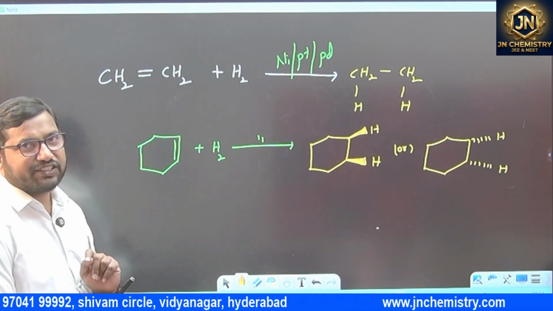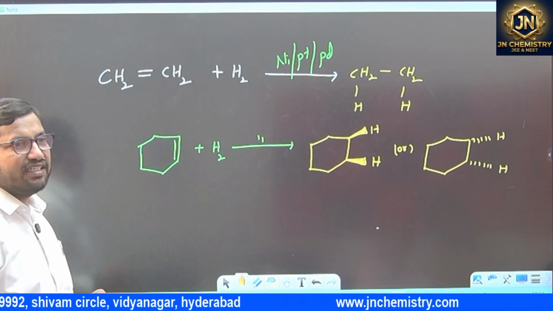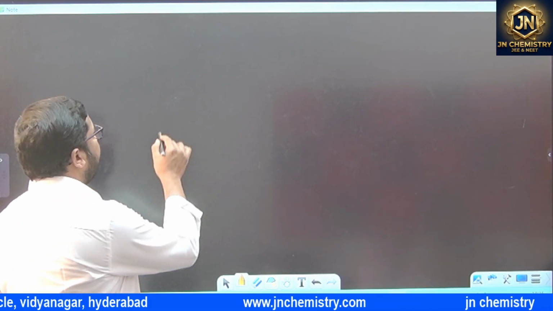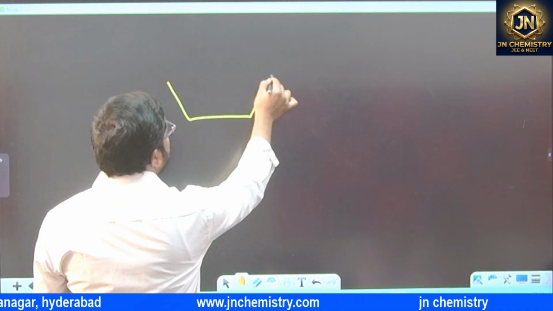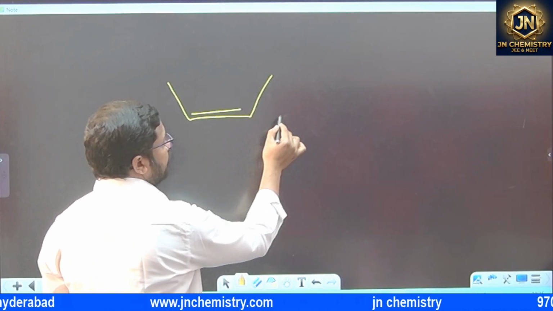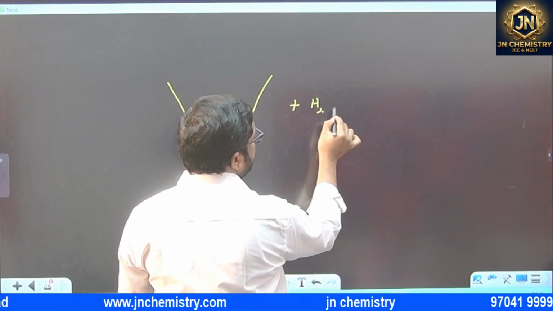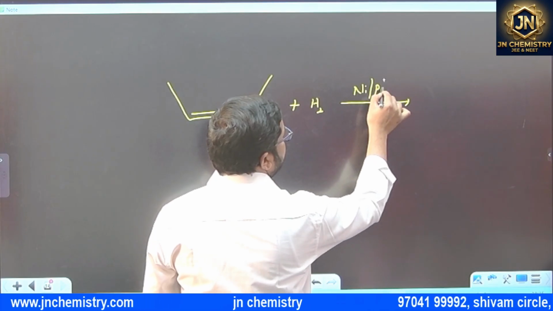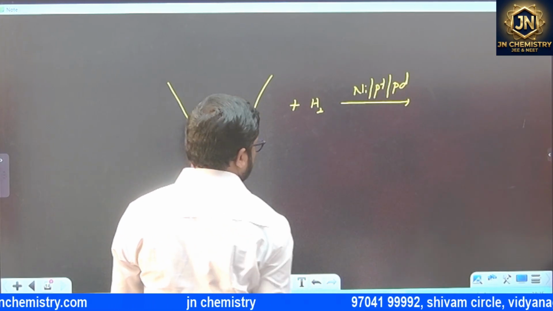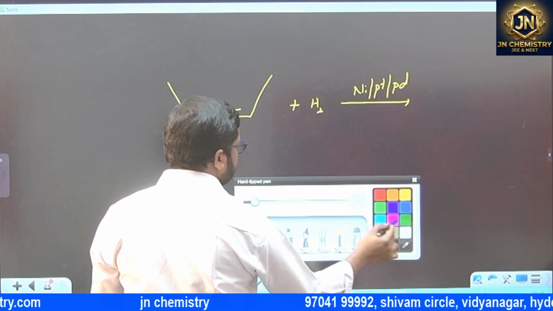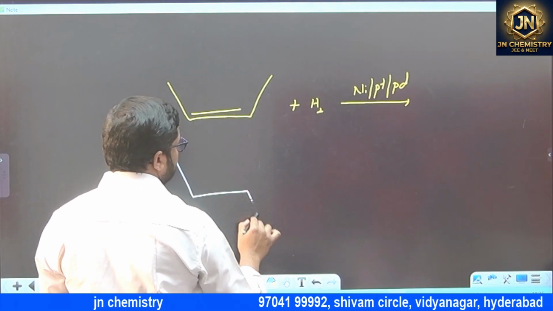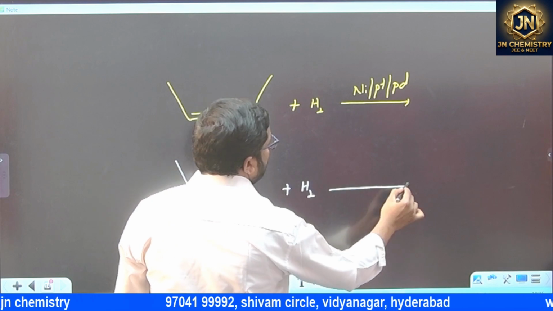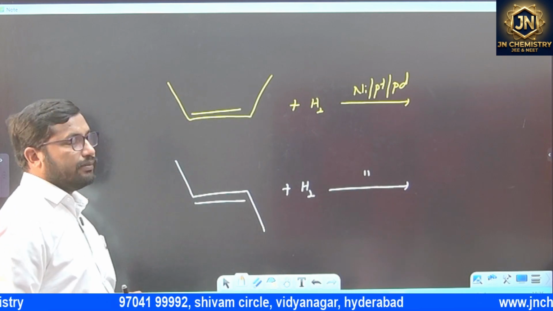But here they'll ask one more question, right? What type of question they'll ask? If I am adding hydrogen with nickel or platinum or palladium to a cis alkene, or I am taking the trans, so here we'll get the stereochemistry.